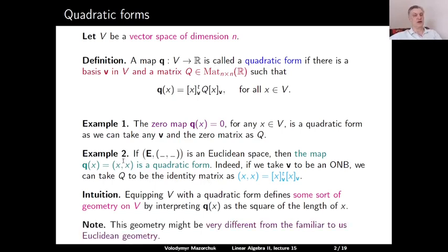However, this geometry might be very different from the Euclidean geometry familiar to us because we do not require a quadratic form to be positive definite. The quadratic form in example 2 is positive definite, so it takes positive real values on non-zero vectors. In the general definition of a quadratic form, this is not required.